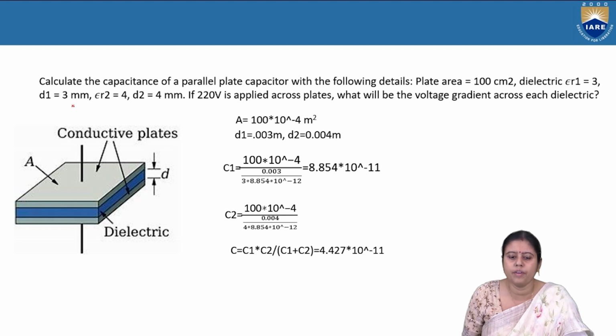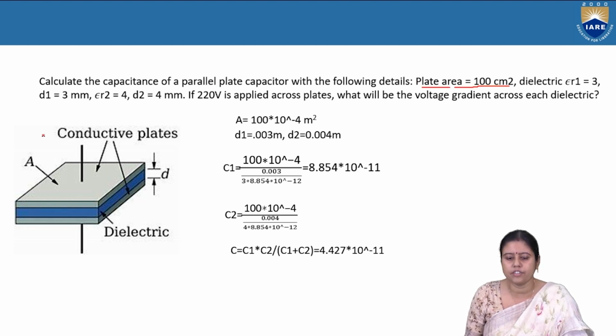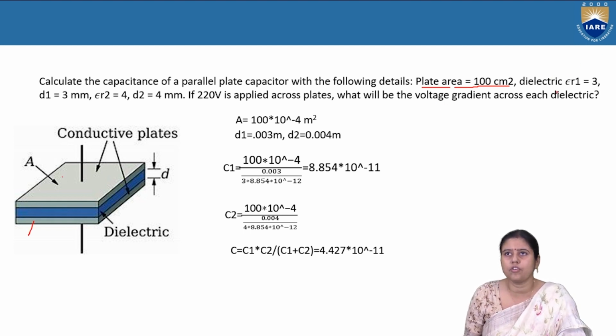Now on small problem, calculate the capacitance of a parallel plate capacitor with the following details. Plate area is 100 centimeter square. The plate area, this plate and the down plate area, is 100 centimeter square. The dielectric epsilon R1 is equal to 3.